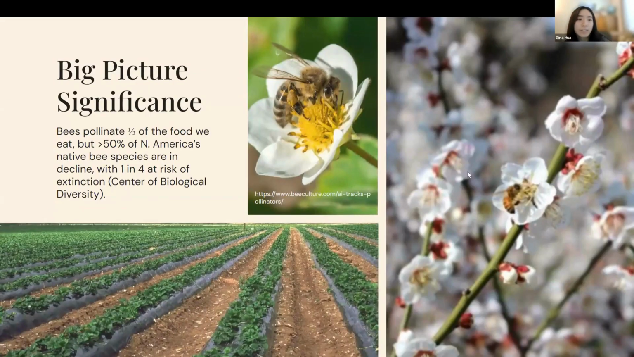So bees are a really big part of our agriculture. They pollinate about 1/3 of the food that we eat, but they are in great decline. More than 50% of North America's native bee species are in decline, with 1/4 at risk of extinction. By understanding the interactions between their gut microbes and the bee, we could find better ways to protect them.